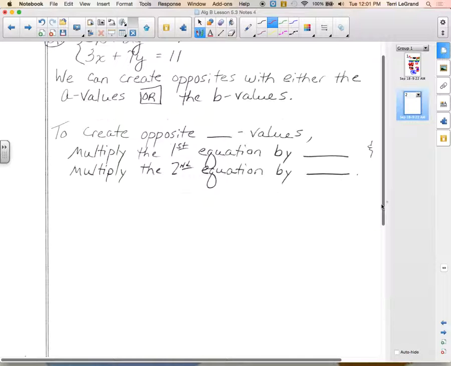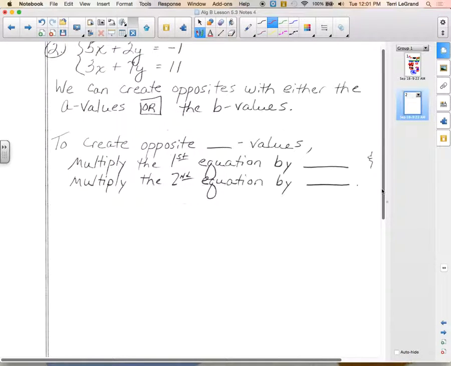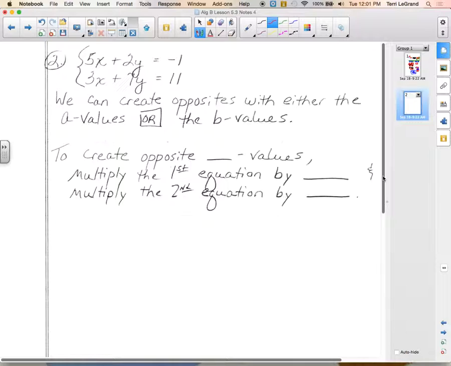Remember, we can create opposites with either the A values or the B values. So, anybody have a suggestion what you want us to do? Make a choice for us, Trey? A. You want to create opposite A's this time? Okay. So opposite A values. How are we going to do that? Multiply the first equation by what, Trey? -3. Okay, and what should we multiply the other equation by? +5. Why? Because let's go up here and say A equals 5 in the first one and 3 in the second one. What do you think, guys? Is that going to work?